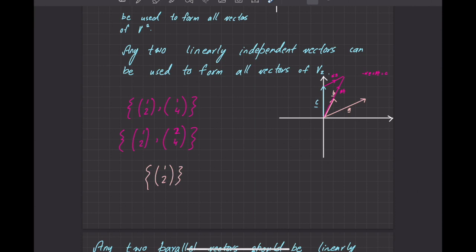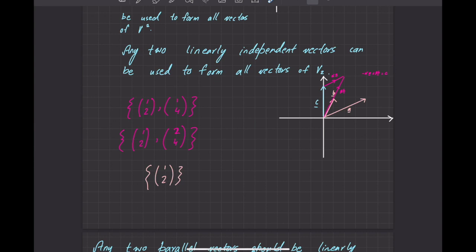And since A and B are linearly independent, I can use them to form any vector. For instance, if you look at the vector C, it can be taken as a linear combination of A and B. So it will be 2 times B minus half times A. That will give me the vector C. So just like C, I can form any vector in two-dimensional vector space with the help of vectors A and B. So they can also form the bases.